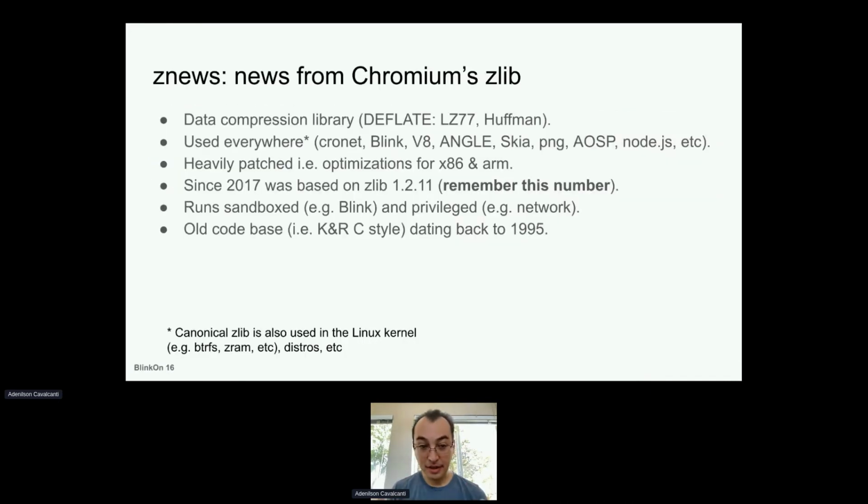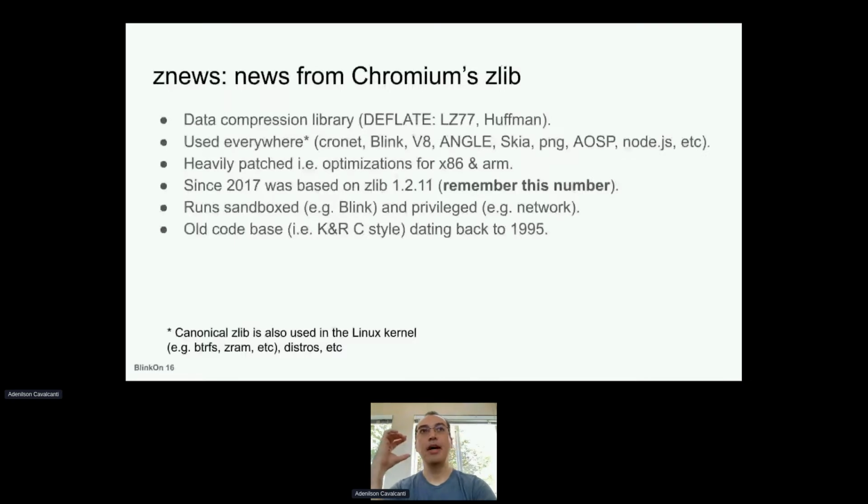Right, so what is zlib? Zlib is a data compression library that implements the deflate compression format, relying on LZ77 and Huffman encoding. Specifically, Chromium zlib is used everywhere: by Chromium, Blink, V8, Angle, Skia, PNG decoding, Android Open Source Project, Node.js, etc. It's important to differentiate Chromium zlib versus Canonical zlib. When I say Canonical zlib, I'm talking about the upstream zlib. Chromium zlib is heavily patched, has optimizations for x86 and ARM, and since 2017 was based on zlib 1.2.11. Remember this number. It runs both in a sandboxed context, say inside of Blink, and at privileged level, say inside of network code. And it's an old code base, still using Kernighan and Ritchie C style, dating back to 1995.